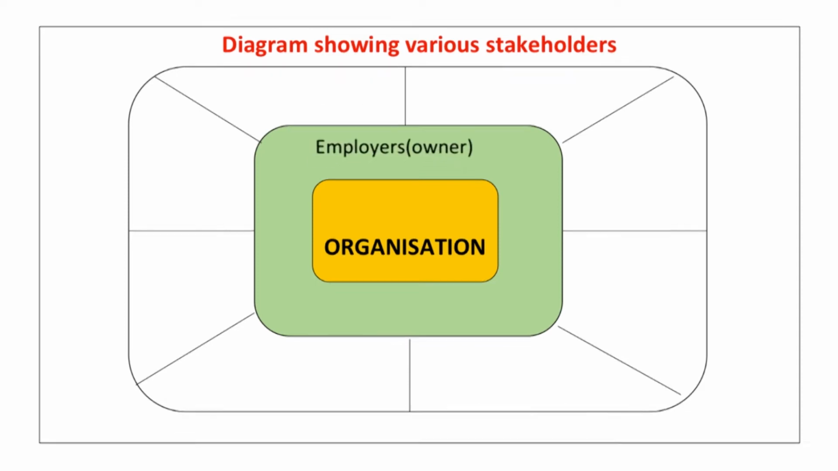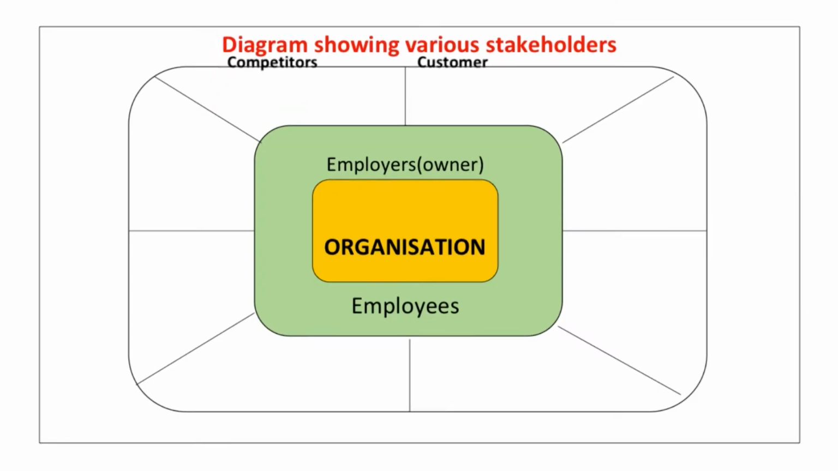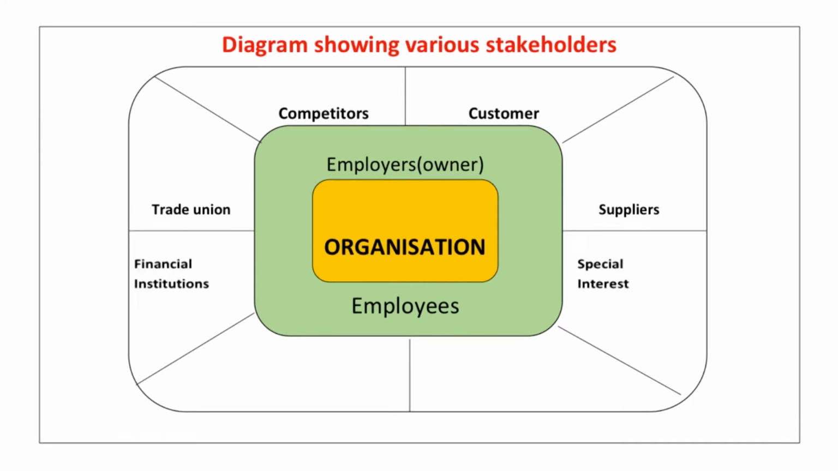Then within the organization, we have the employer, who is the person who employs other people to provide the goods as well as the services within the enterprise. Then we've got the employees who are being employed by the employer. On the external stakeholders, we'll have the competitors, the customers, the trade unions, the suppliers, and the financial institutions.